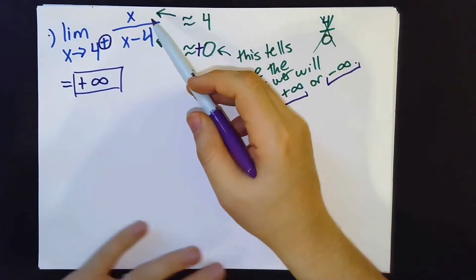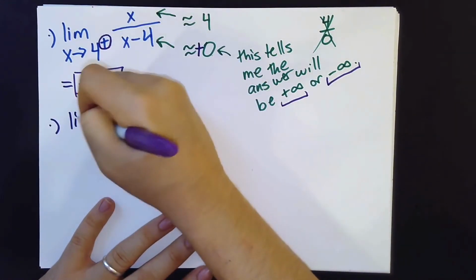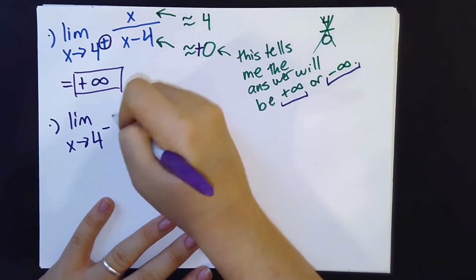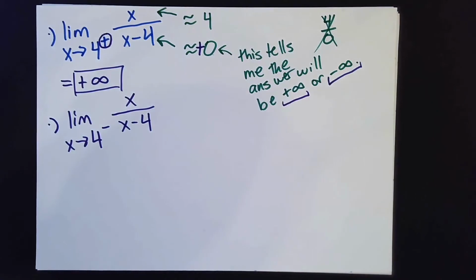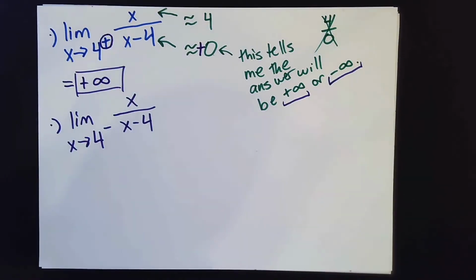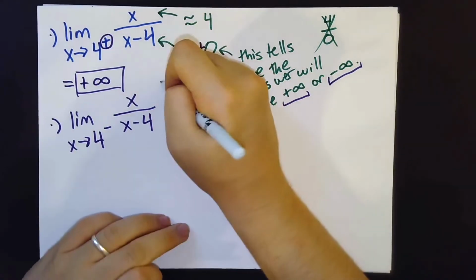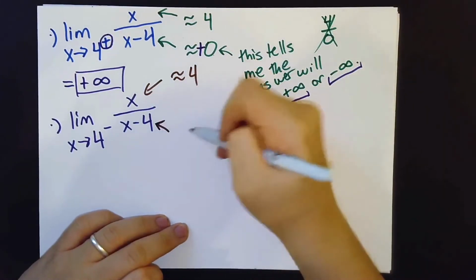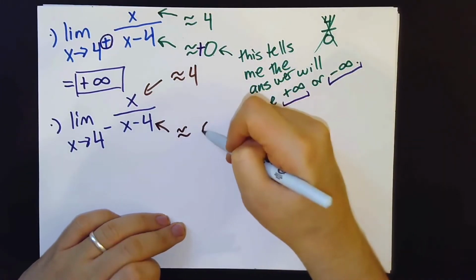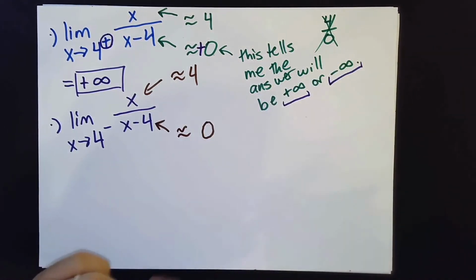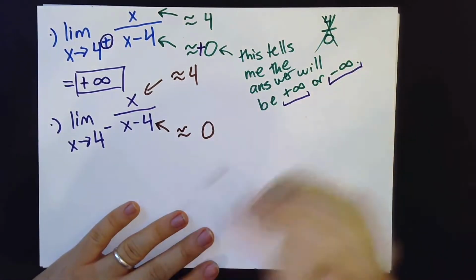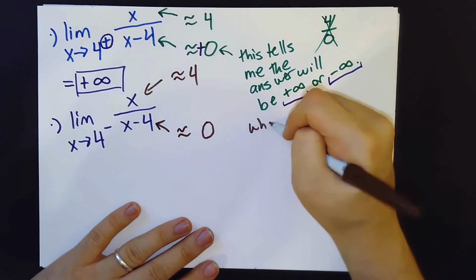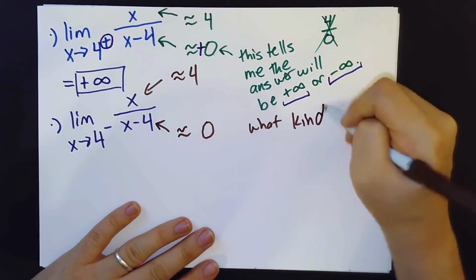And that amounts to being the story of what we're going to do here. So let's see what happens on the other side. It's the same thing. So I know that this is still going to end up saying, oh, it's about 4. This is going to say it's about 0. Okay, but I want to answer the question, what kind of 0? Which is a weird question to ask.